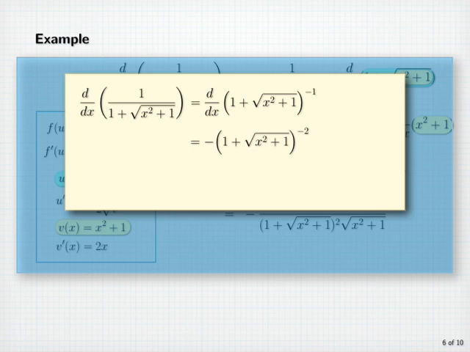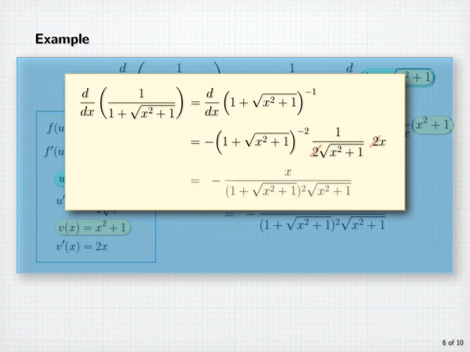Identify the inside function, 1 plus the square root of x squared plus 1. Multiply by its derivative, which is 0 plus 1 over 2 times the square root of x squared plus 1. And then identify the inside function x squared plus 1 and multiply by its derivative, 2x. Cancel the 2's and write the derivative in its final form.